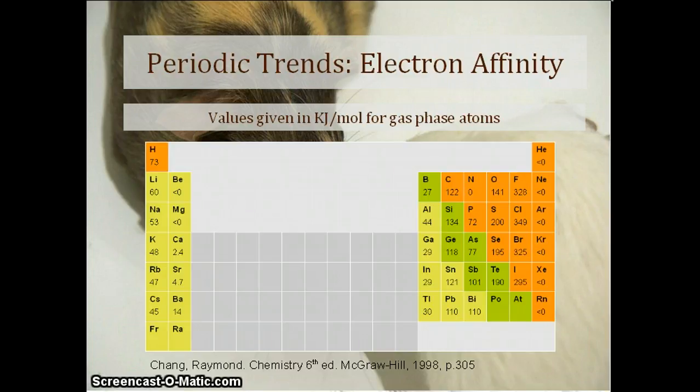The halogens, however, have electron affinities of greater than 200 kilojoules per mole. They have 7 valence electrons and would very much like to receive an 8th valence electron so that they can be stable like the noble gases.